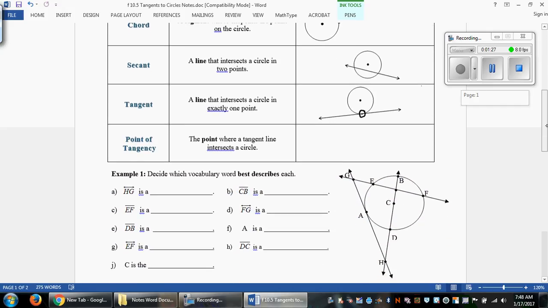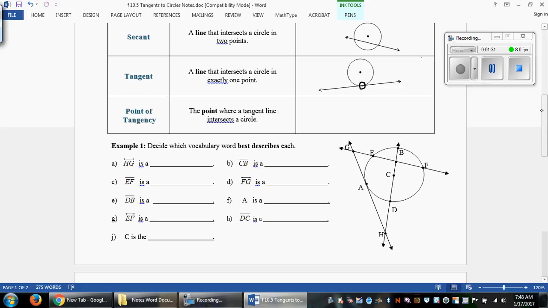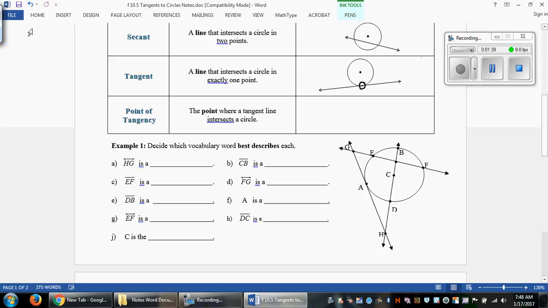So here in example 1, we just have to come up with the best word for each of these. Looking at the first one, we've got HG. So HG is this right here. Let's get out a highlighter for all this. So we've got HG, which is right there, and it looks like it touches the circle at just one spot, so we'll say that that is a tangent.